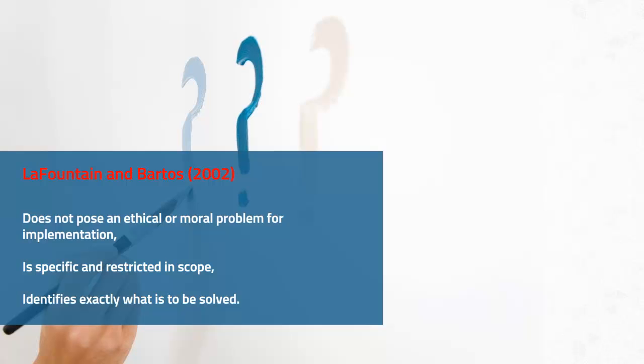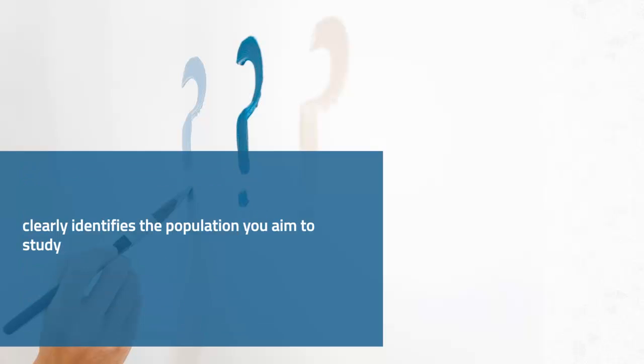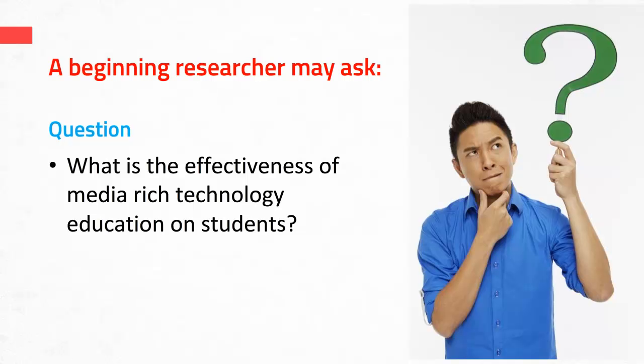A good, well-stated question also identifies exactly what it is that you're going to solve. Additionally, a good research question clearly identifies the population that you aim to study. So just by reading the question, it's clear if you're going to study second graders, elementary teachers, or college students. So let's take a closer look at these characteristics as we examine an example research question.